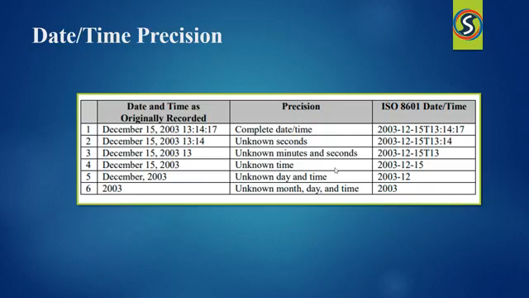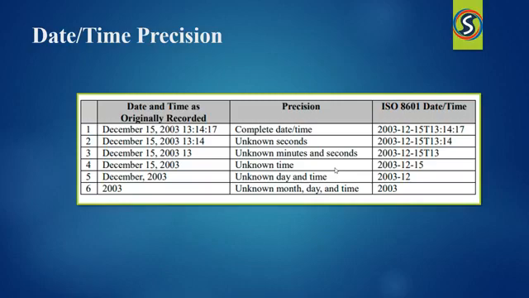Unknown day and time, so then it comes to your year, hyphen and the month. Then we don't know the month, day as well as the time. Only the year value is known. So you are going to represent it as 2003, that is the year.